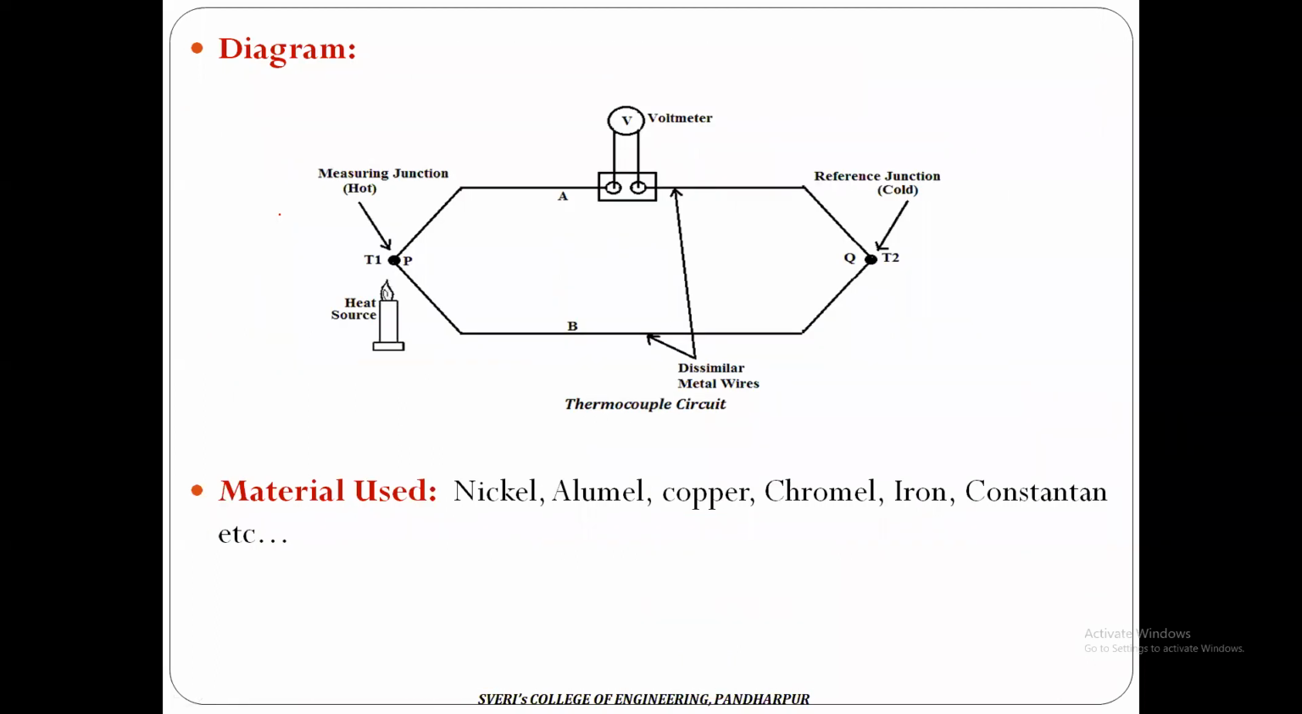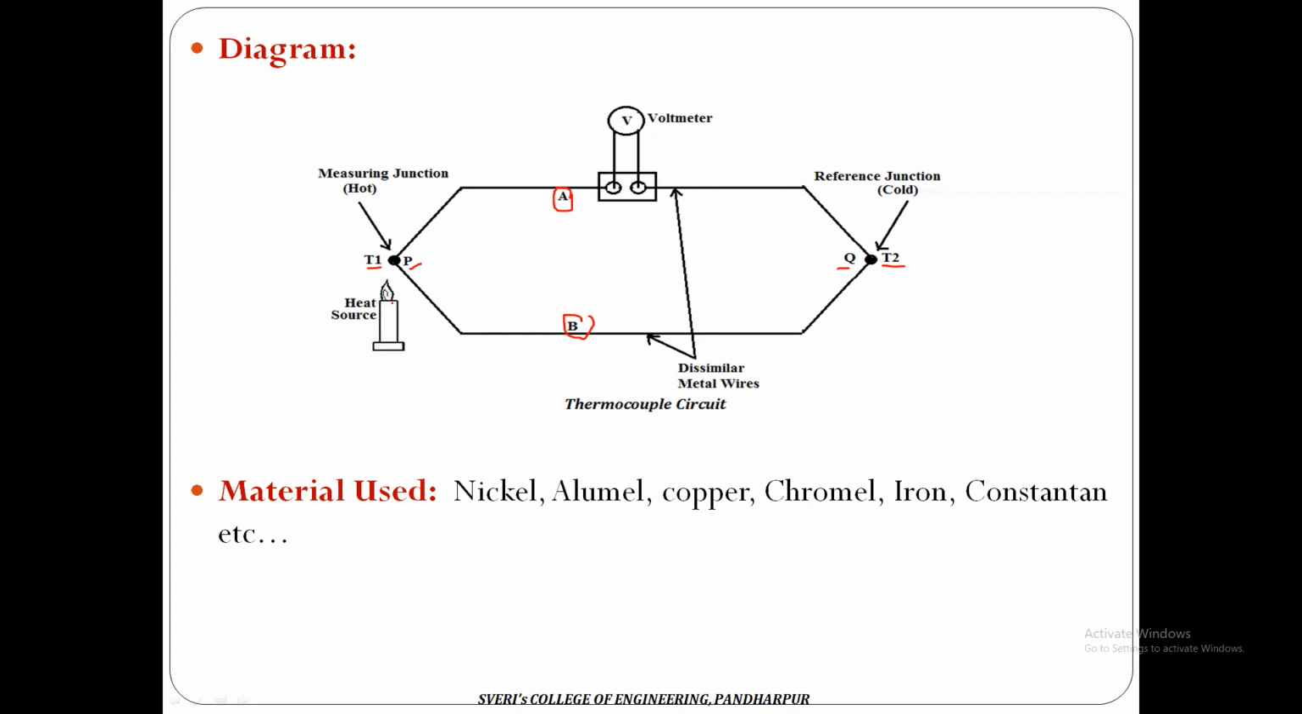And this is the diagram. See, if you observe, here A is metal wire 1 and B is metal wire 2. They are connected together so that junction J1 we call P, junction J2 we call Q. The temperature of junction J1 is T1, the temperature of junction J2 is T2. T1 is greater than T2, so T1 is called the measuring junction or hot junction. T2 is called the reference junction or cold junction.